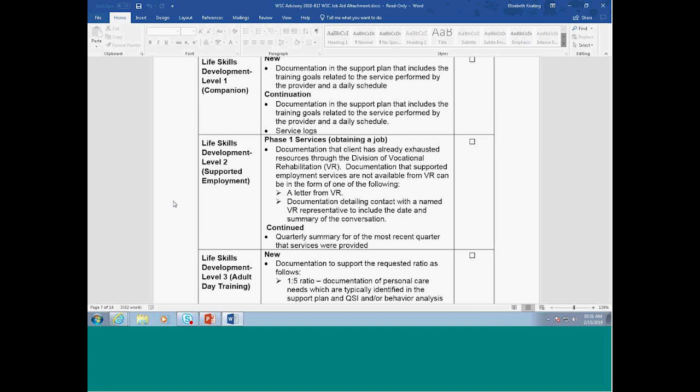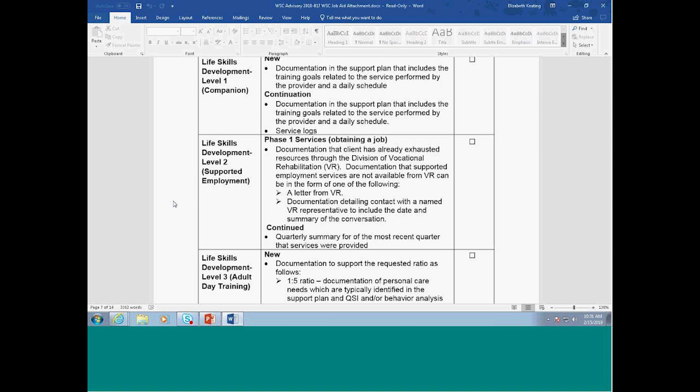So for Life Skills 1, the companion, we really just need some kind of documentation that includes goals related to the service that's to be performed by the provider and a daily schedule. So there has to be a goal in the plan that's specifically tied to that service. And we would like to see the service log, like at least 3 months worth of service log, so we know what the provider is doing with the consumer.